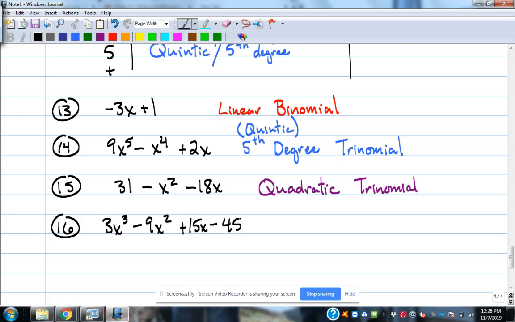All right. 3x cubed minus 9x squared plus 15x minus 45. Cubic. Just polynomial. Anything with bigger than 3 terms, you just call it a polynomial. You don't have to remember a special name for a number of terms after 3. So cubic because it's got x cubed as the biggest piece, and then a polynomial because it's got 4 terms. All right, easy stuff there. Really, really basic. All right, let's do some math.